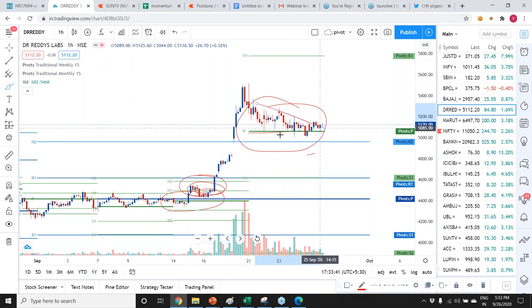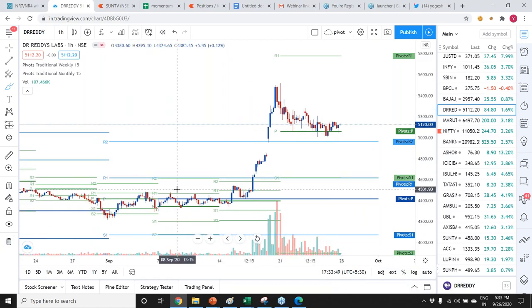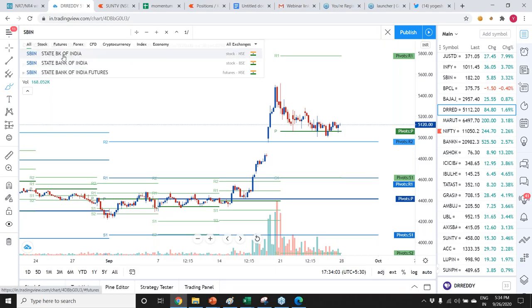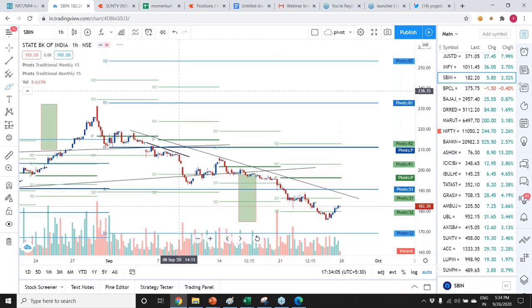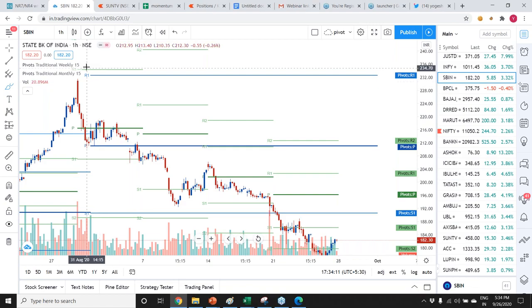And it is forming a triangle here. So that's why I said in Dr. Reddy's I can take a trade. Now, with experience, you can combine much of your knowledge and arrive at the conclusion. Now, see one more. Let's look at why banking is not performing and Dr. Reddy's is performing. I'll take SBI. There are too many levels, so I'll just hide a few levels.